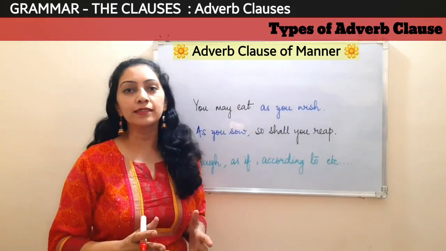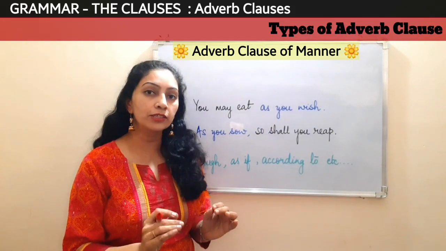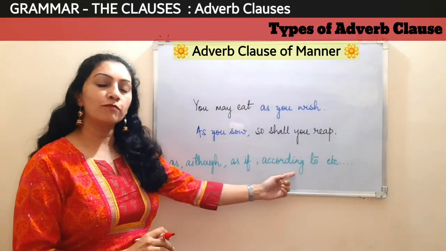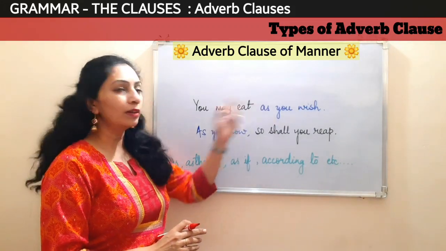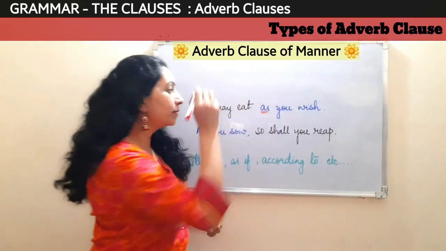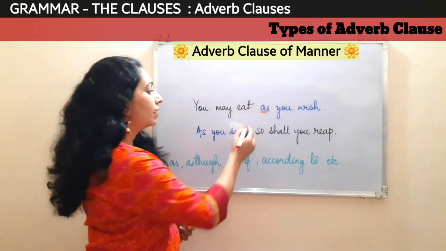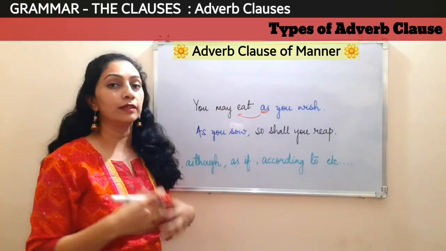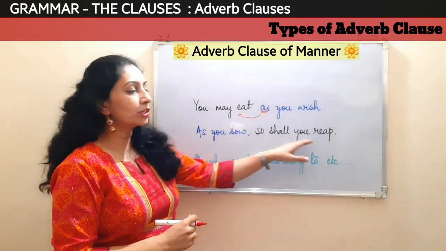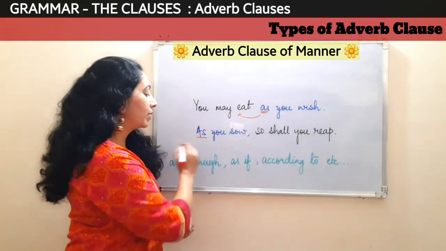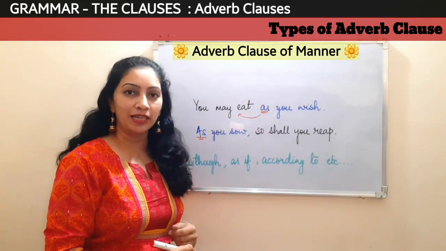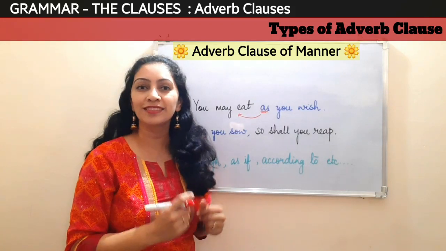Adverb clause of manner tells us about the manner in which the action had taken place in the main clause. Now look here. These are the adverbs of manner that can be used as conjunctions for this adverb clause. You may eat as you wish. So as becomes the conjunction for this adverb clause and it tells us the manner of action of eating. As you sow, so shall you reap. Now here again as becomes the conjunction to the adverb clause used here for this main clause, and on the whole this complex sentence.